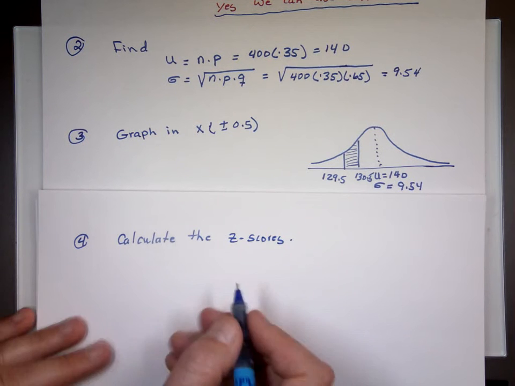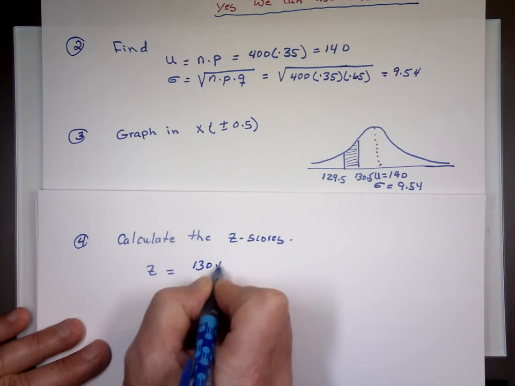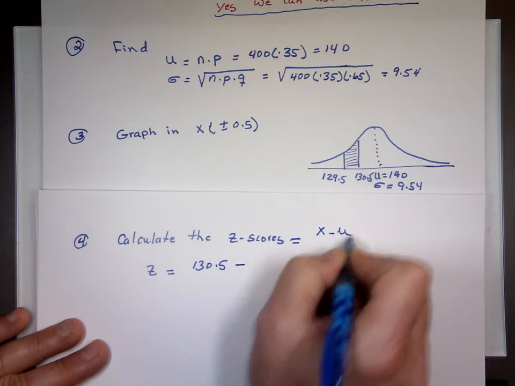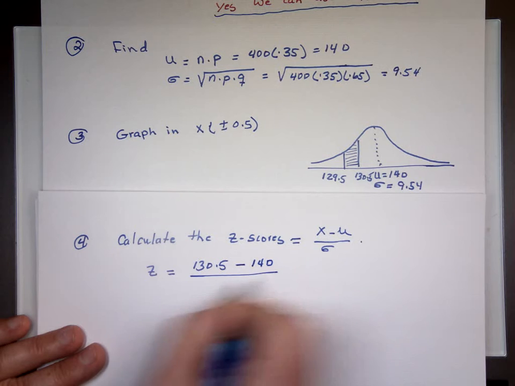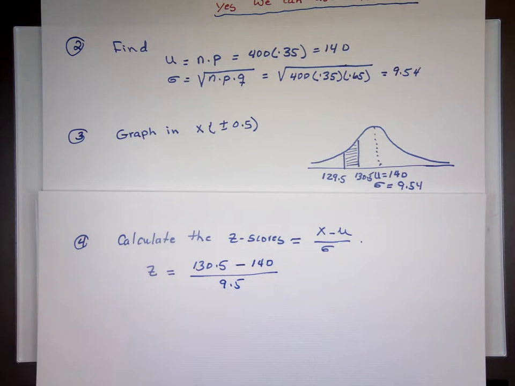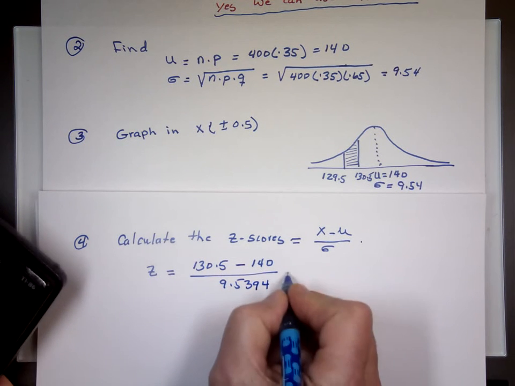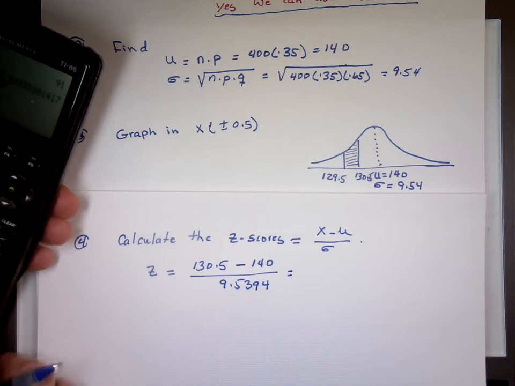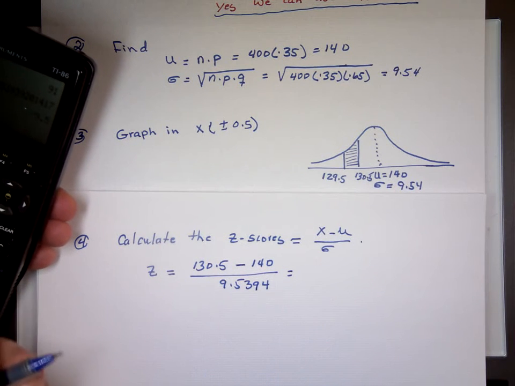So here we go. We'll try the 130.5. It's 130.5 minus the mean, x minus mu over sigma, in case you forgot. So 130.5 minus the mean, which is 140, over 9.5394. I carried more than 3 decimal places here.